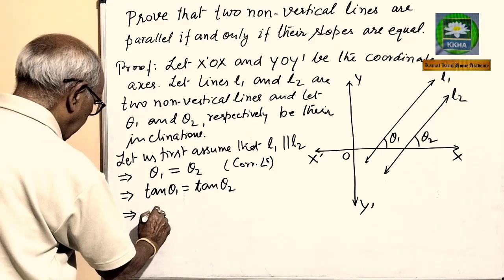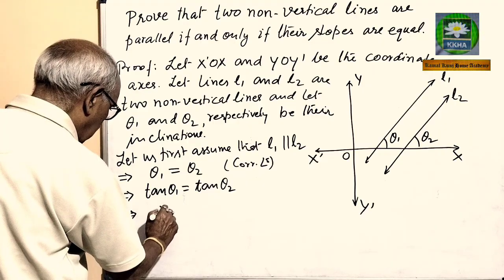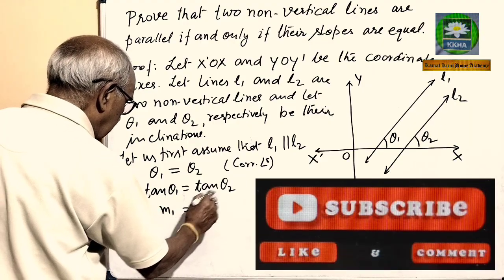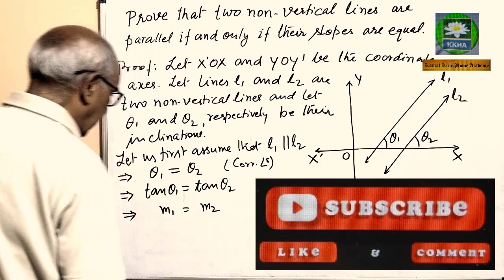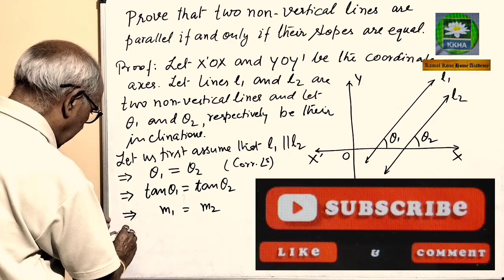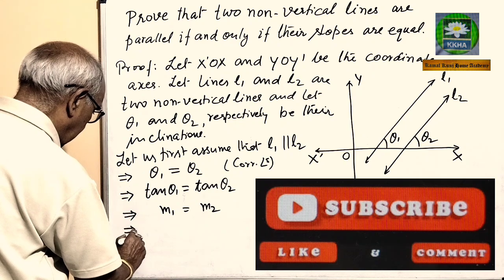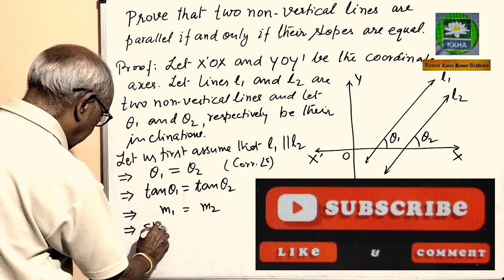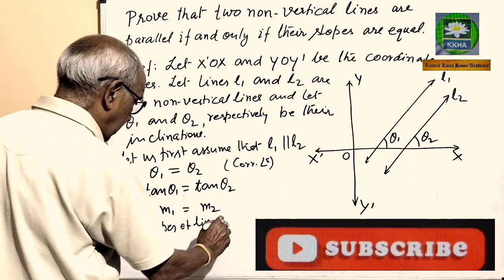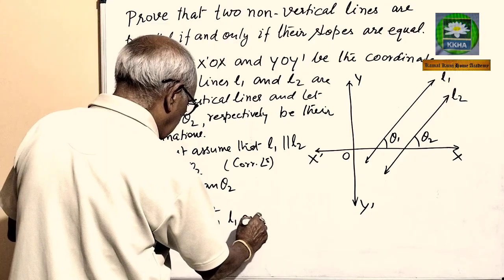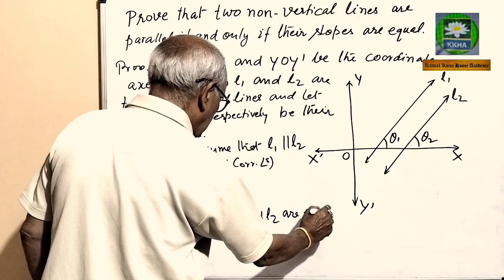Since tan theta is the slope of the line, tan theta 1 is the slope of line L1, so this is m1, and this is the slope of line L2, so this is m2. This implies that the slopes of lines L1 and L2 are equal.